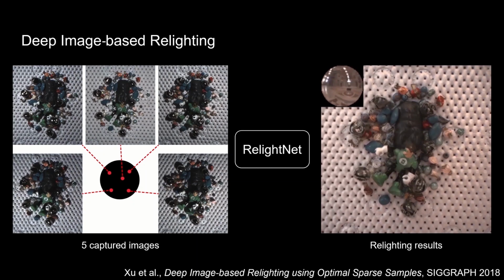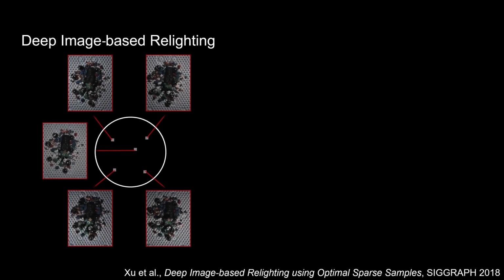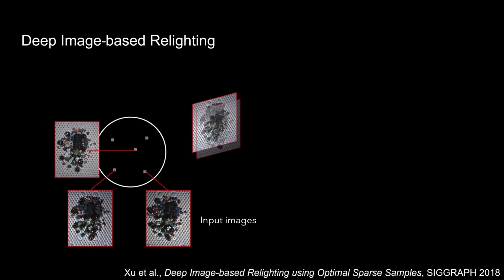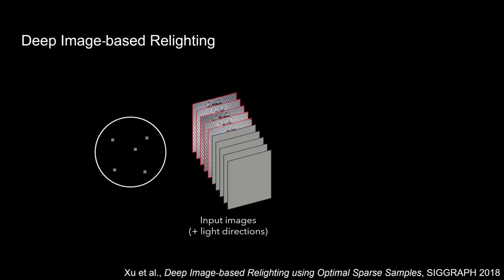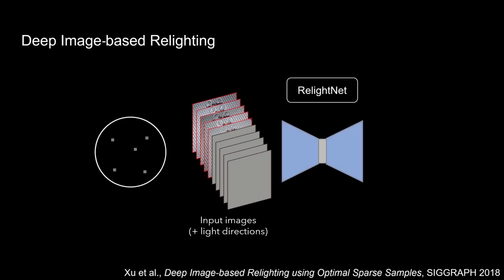And in this work, we capture 5 images of the scene under 5 predefined lighting directions. Here, each gray dot represents a lighting direction, and the circle represents the upper hemisphere towards the camera, which is our lighting space. And we stack these images along with their lighting directions as the input to a deep neural network, and we call this network the RelightNet.